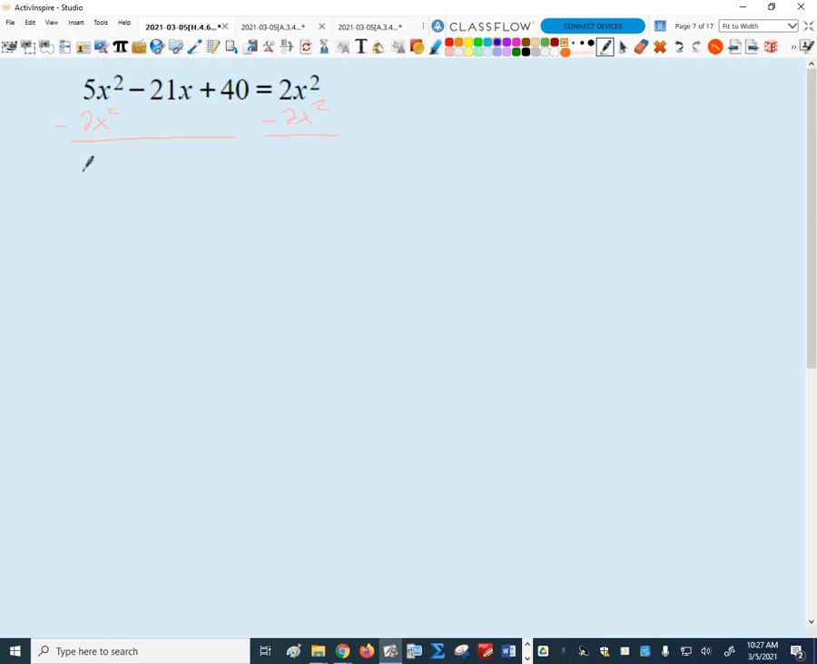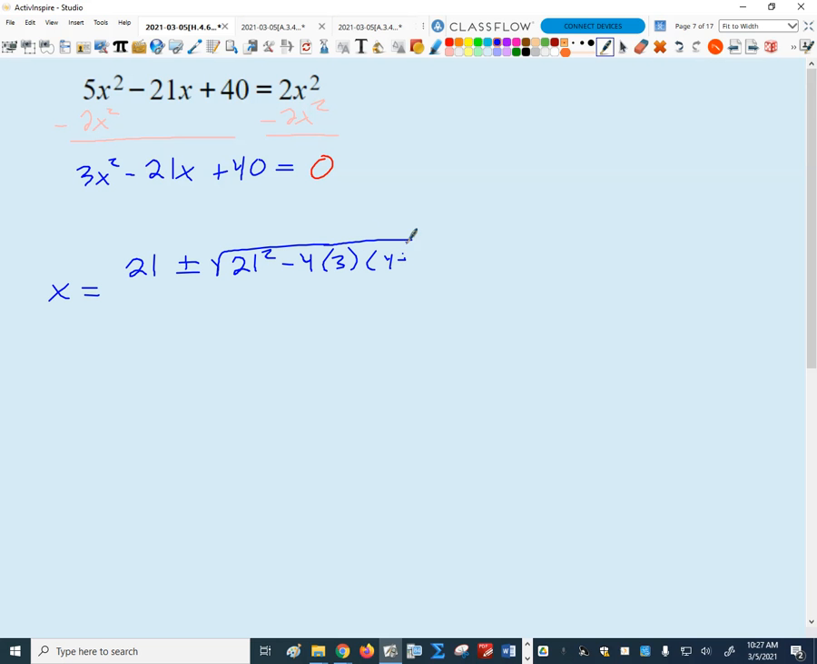So now I end up with 3x squared minus 21x plus 40 equals 0. So it's in standard form. Nothing else I can do. So now I would just have to throw that into the quadratic formula. So x equals negative b, that's 21, plus or minus the square root of negative 21 squared. We'll just square positive 21. Minus 4 times 3 times 40. All divided by 2 times a. 2 times 3 is 6.